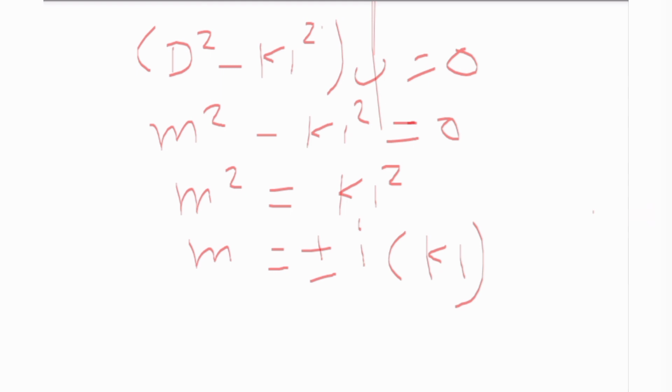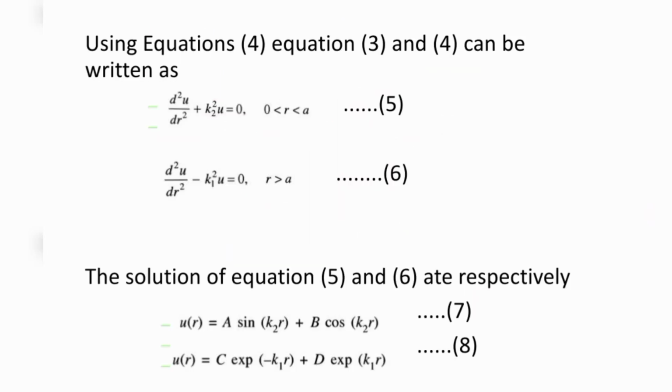Writing this equation in an auxiliary form, which is m squared minus k1 squared equals 0, so m squared equals k1 squared. So the roots are m equals plus or minus k1. So for this term, the solution is given by equation 8. Using this general mathematical tool, we'll get equations number 7 and 8, which are given by u(r) equals A sin k2r plus B cos k2r, and u(r) equals C exponential minus k1r plus D exponential k1r.